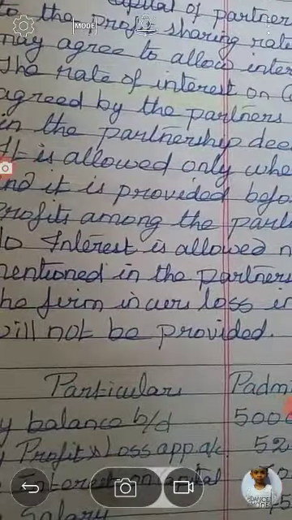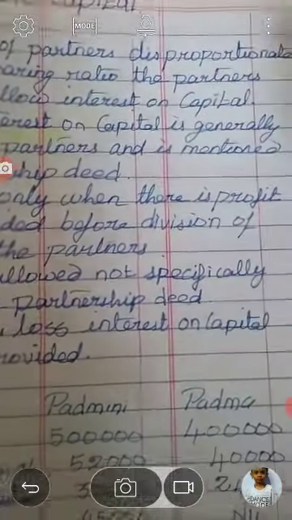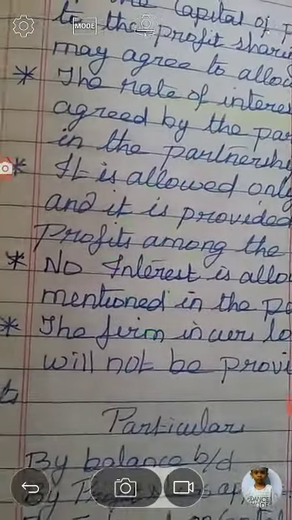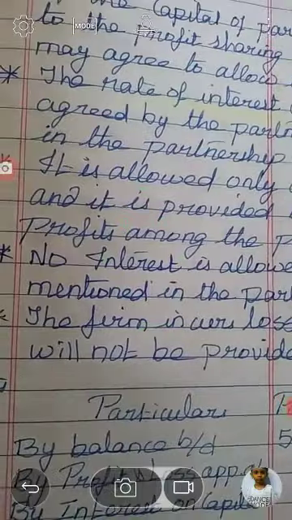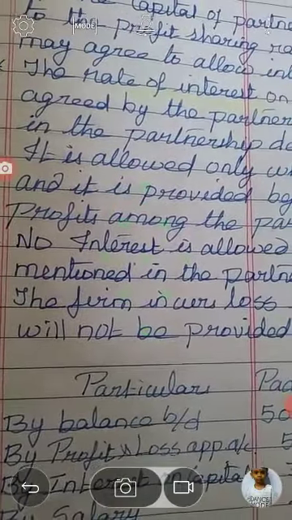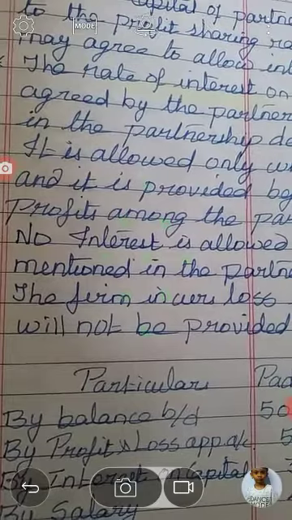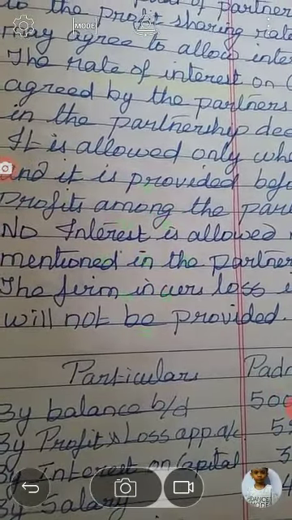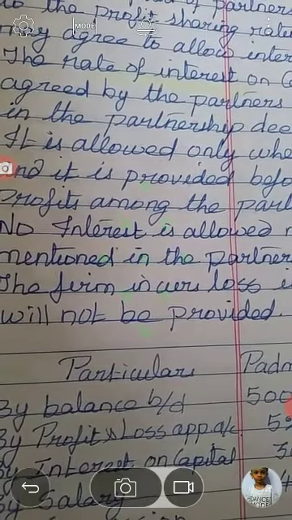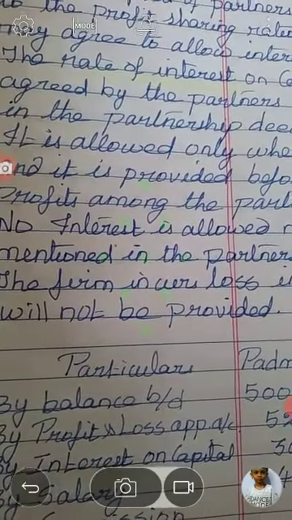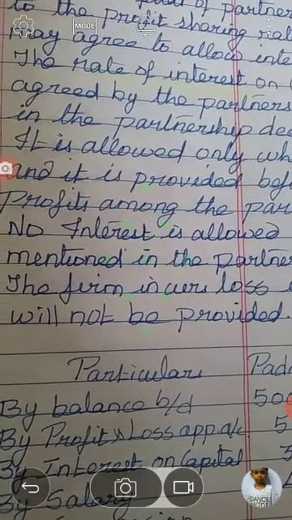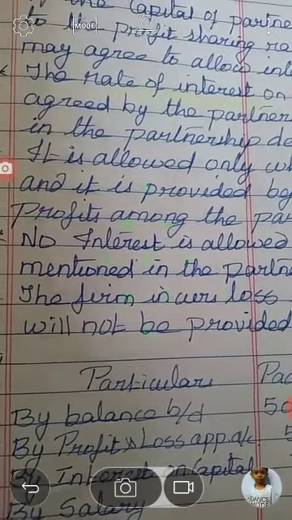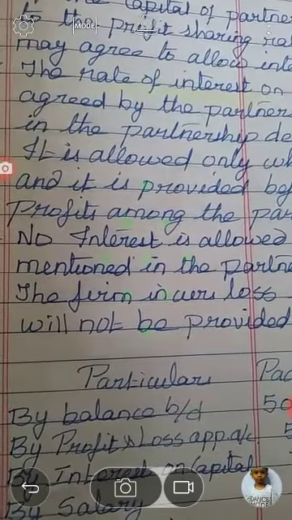If the firm incurs a loss, interest on capital will not be provided. Suppose the business incurs a loss, the interest on capital will not be provided. Interest on capital is to be provided to the partners only if there is sufficient profit. Otherwise the interest on capital will not be provided, but it should be mentioned in the partnership deed.